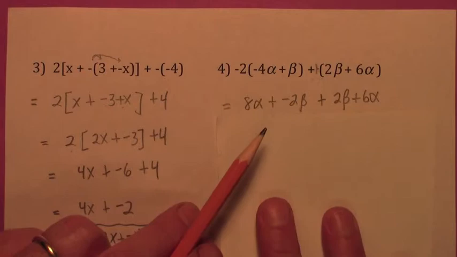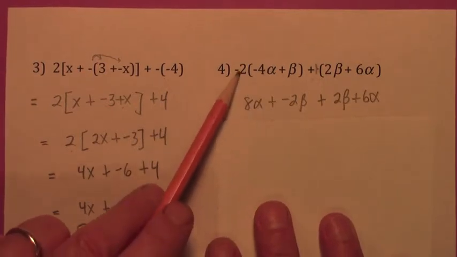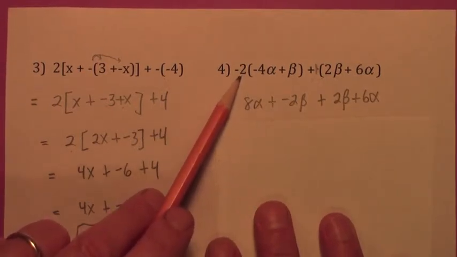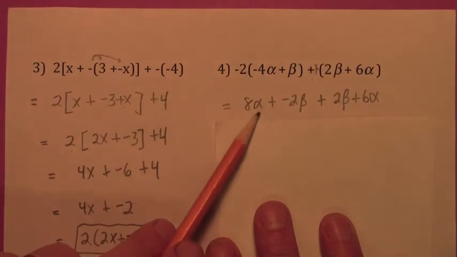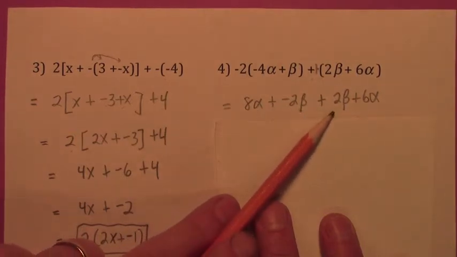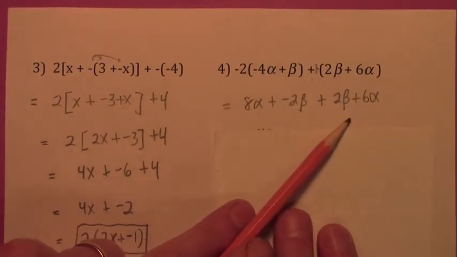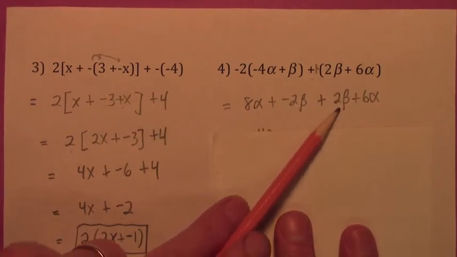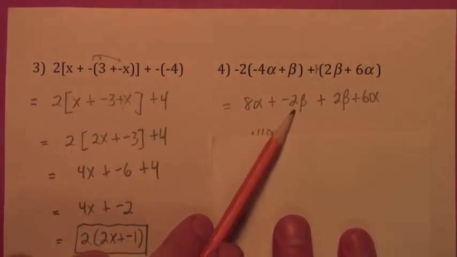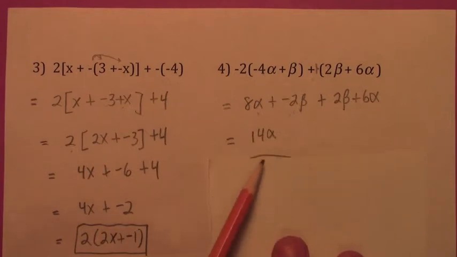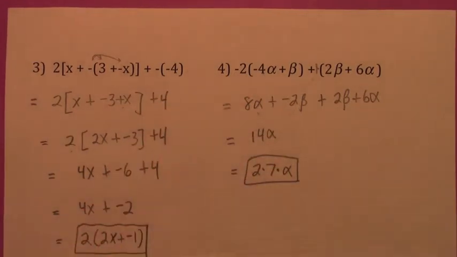It's the same answer. So when you multiply the first one out, multiply each term by -2, you get 8 alpha plus -2 beta. Here you just get 2 beta plus 6 alpha. If you combine the betas, I think they cancel, don't they? The betas cancel. So you just have 8 alpha plus 6 alpha, which is 14 alpha. You can factor that as 2 times 7 times alpha.